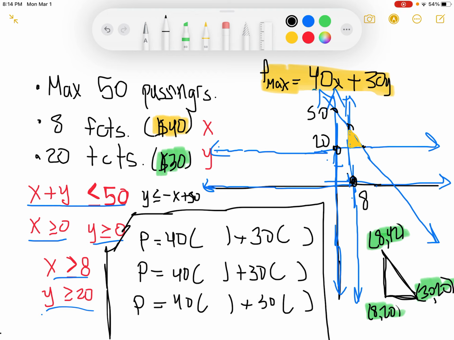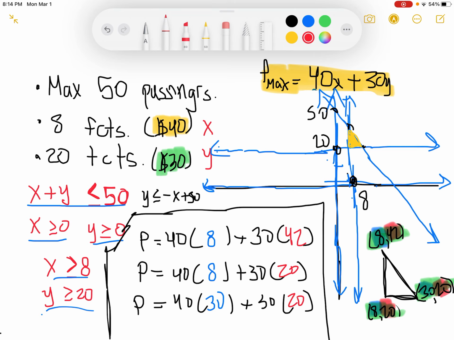Okay. Now we need to plug in each value. I'll do the x's in blue so we see. So we have 8, 8, and 30. I'll do the y's in red: 42, 20, 20. There we go. Okay. Let's plug in those values.